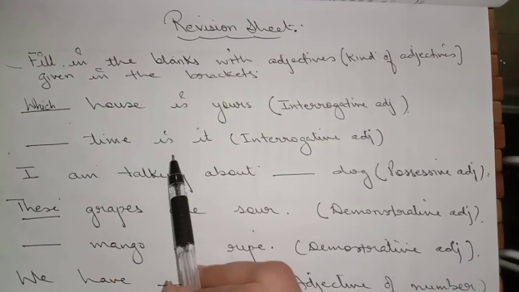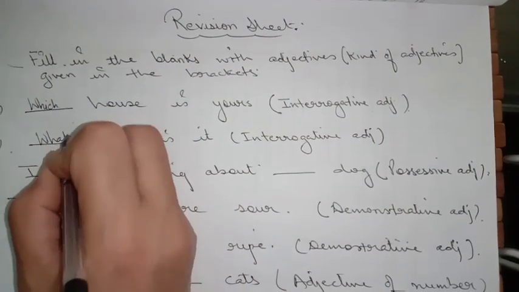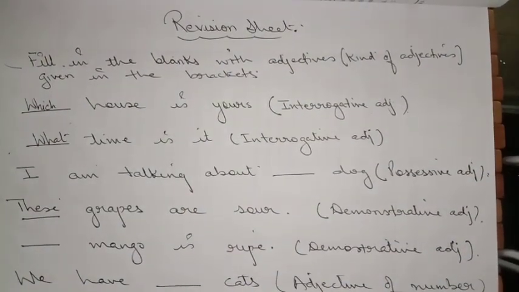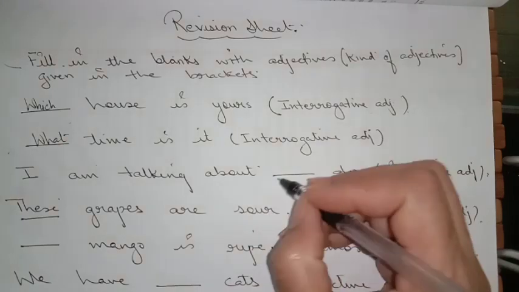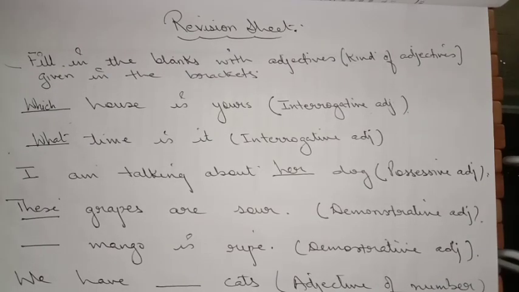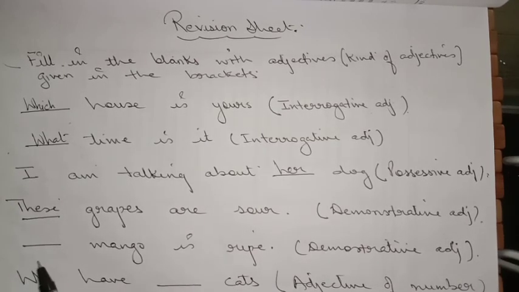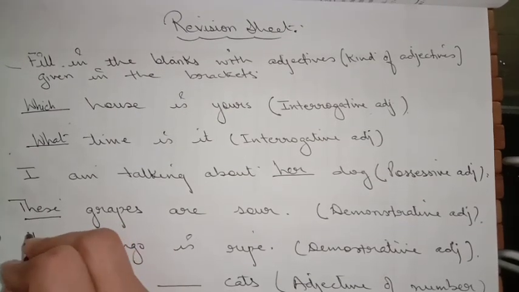Dash time is it? What time is it? I'm talking about dash dog, possessive adjective. I'm talking about her dog. Are you getting it? Dash grapes are sour, demonstrative adjective. These grapes are sour. Dash mango is ripe. This mango is ripe.